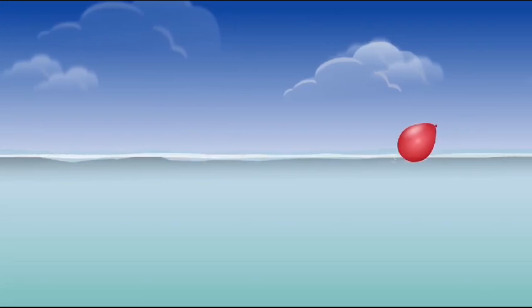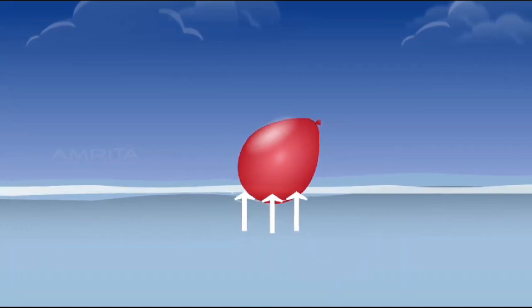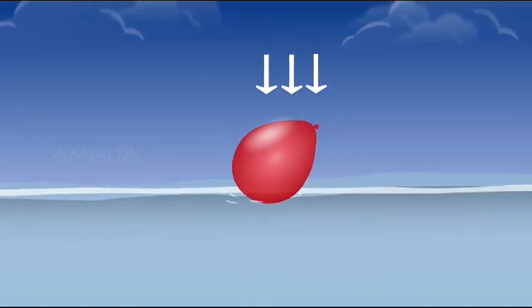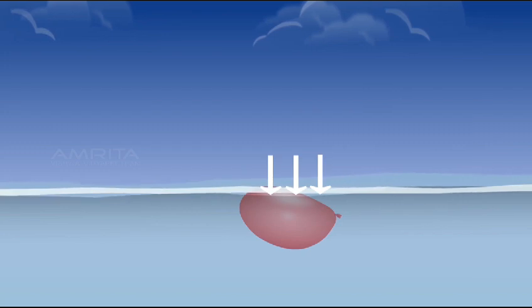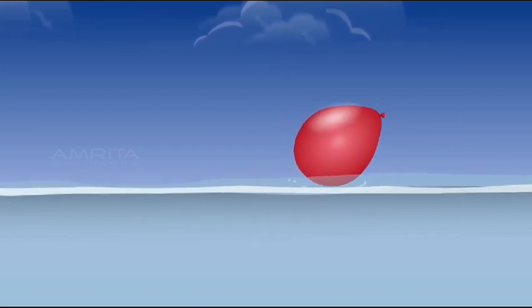You know what makes a balloon float on water? Well, it's the upward force exerted by water that makes the balloon float. To experience this, try pushing the balloon underwater. You will feel an upward force that makes it difficult to push the balloon down. Now release the balloon, it bounces back to the surface.